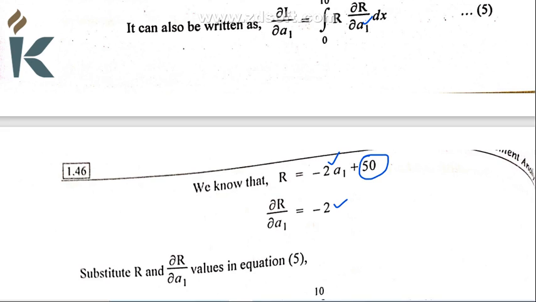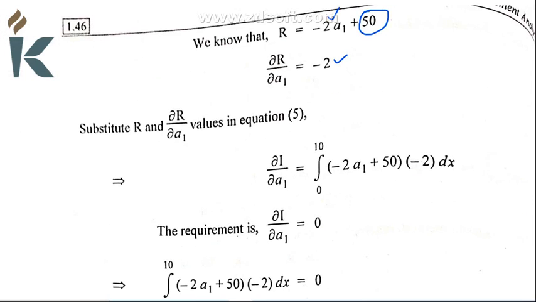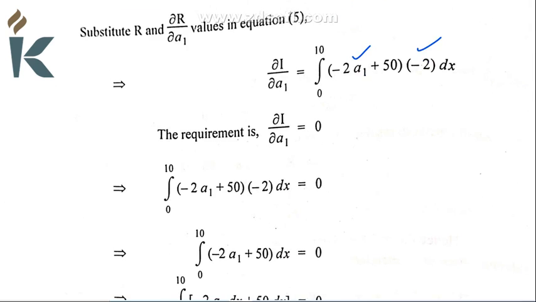So substitute these two values, the R value and the dou R by dou a1 value, in this integration formula. Therefore dou I by dou a1 equal to minus 2a1 plus 50 into minus 2. This requirement, dou I by dou a1, is equal to 0.